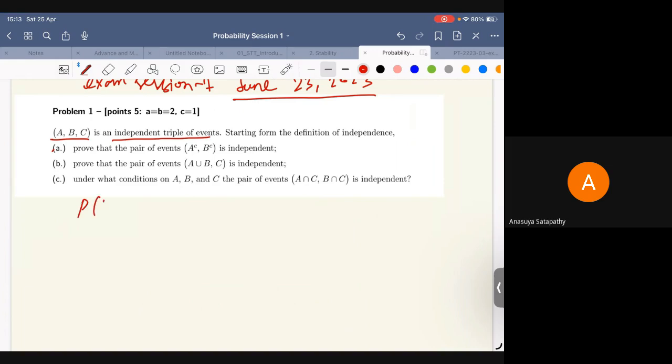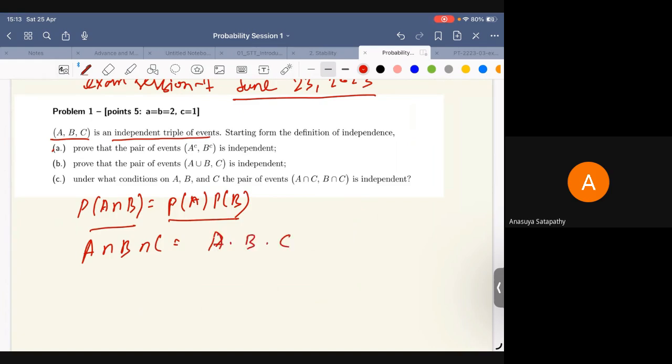Independent means, for example, P of A intersection B will be P of A times P of B. They are independent means one does not depend on the other. So this will be the condition. If, let's say, there are three sets, A intersection B intersection C, and they are independent, it will be probability of A times probability of B times probability of C. So this is the definition of independent events.